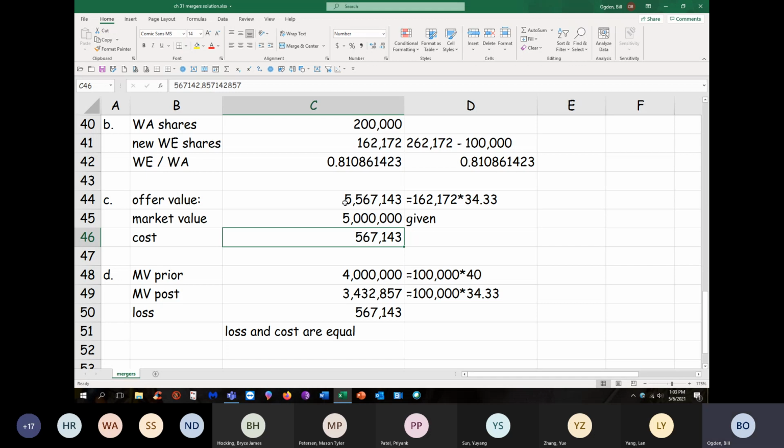And how much does WE lose on this? Well, they were worth 100,000 shares at $40 a share. They were worth $4 million prior to the merger. The market value post-merger, they have the same 100,000 shares that are now dropped to $34.33. And so their loss is $567,143. So yes, the loss and the cost are equal. So these parts should come out equal. And that should do it.